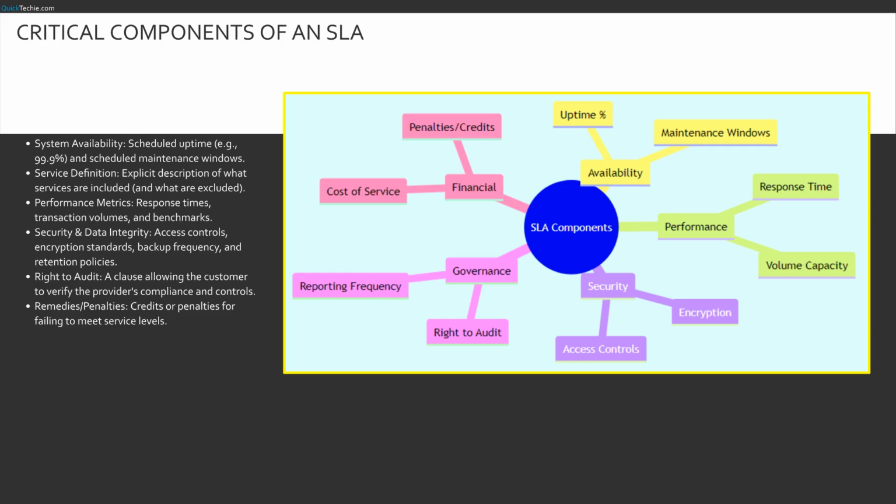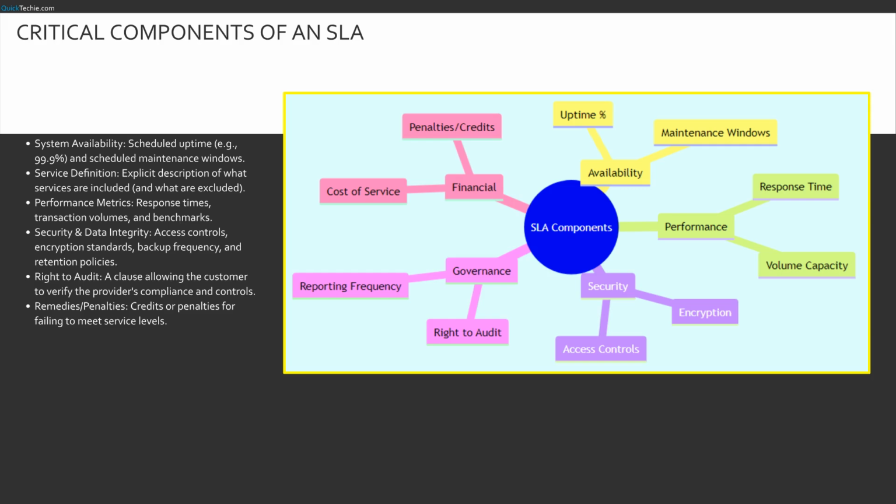What exactly goes into an SLA? It's not just about uptime. You need a comprehensive list. First, system availability. When is the system up? And when can you take it down for maintenance? Second, service definition. You must define exactly what is being provided so there is no scope creep. Third, security and data integrity. How often are backups taken? What is the encryption standard?